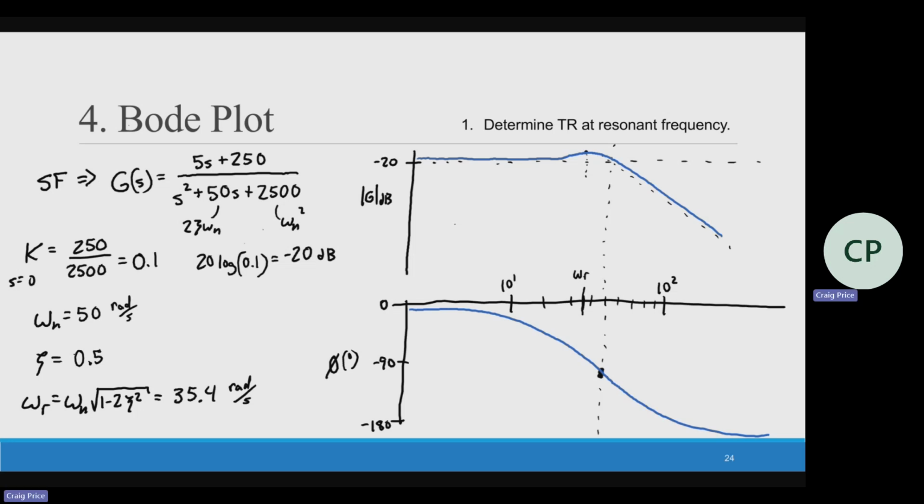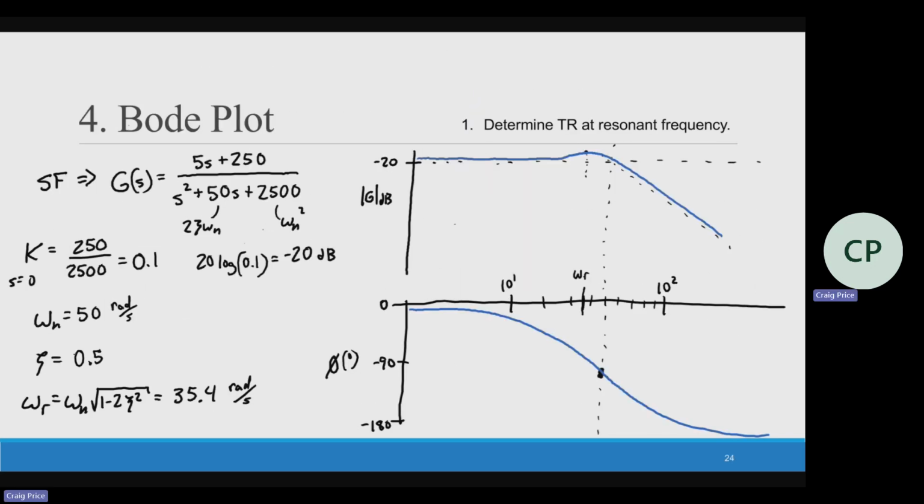And then you don't necessarily need to know this, but the phase angle, if I have a lot of damping, this is also a lot smoother, the transition from 0 to negative 180. If I have really low damping, this phase angle is a pretty quick transition. So damping affects both graphs in that way.